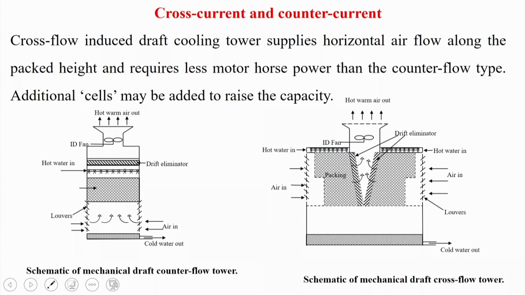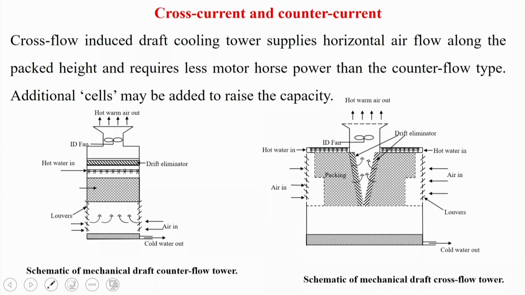Now, we will be discussing the cross current and counter current cooling towers. A cross flow induced draft cooling tower supplies horizontal air flow along the packed height and requires less motor horsepower than the counter current flow type cooling tower. So, additional cells may be added to raise the capacity.